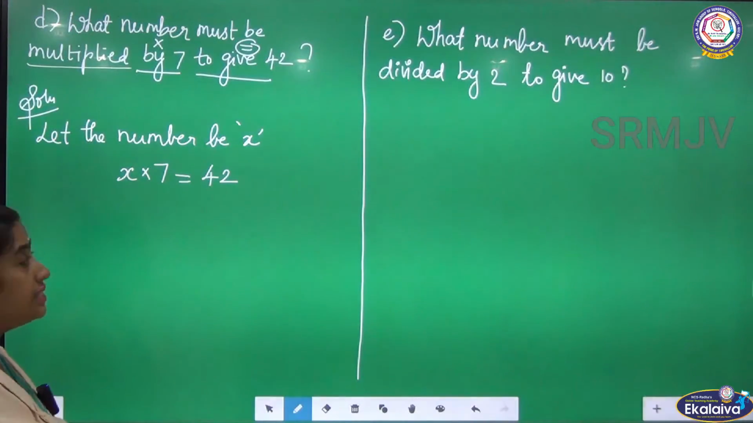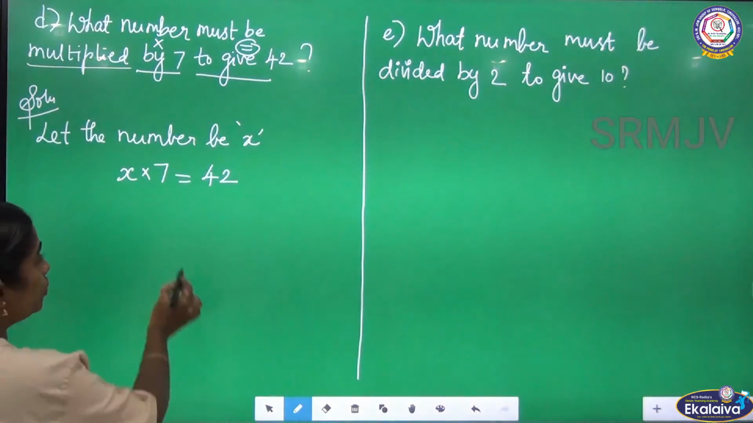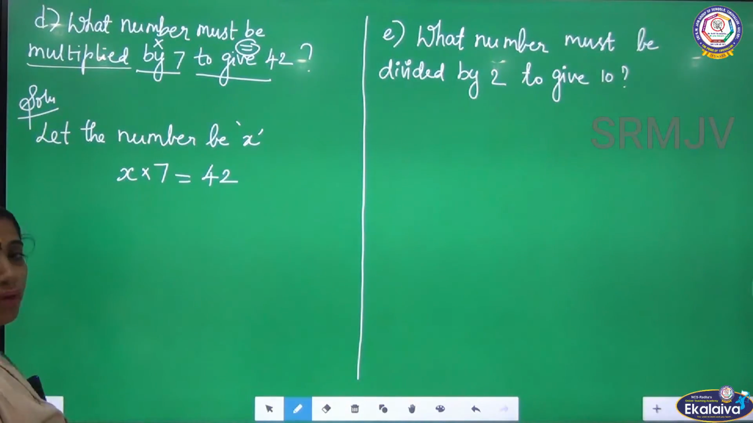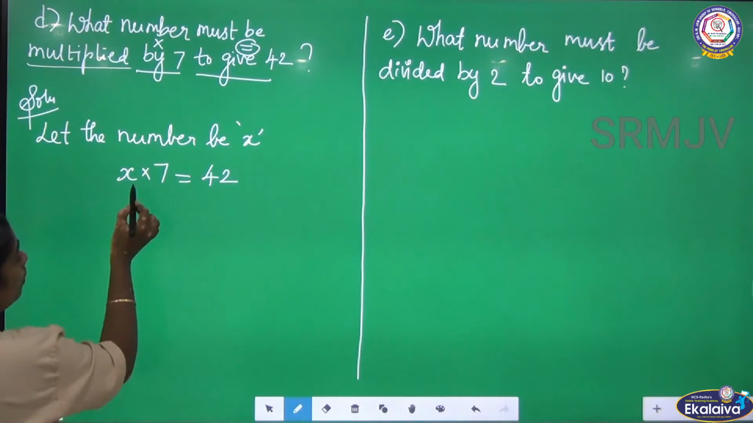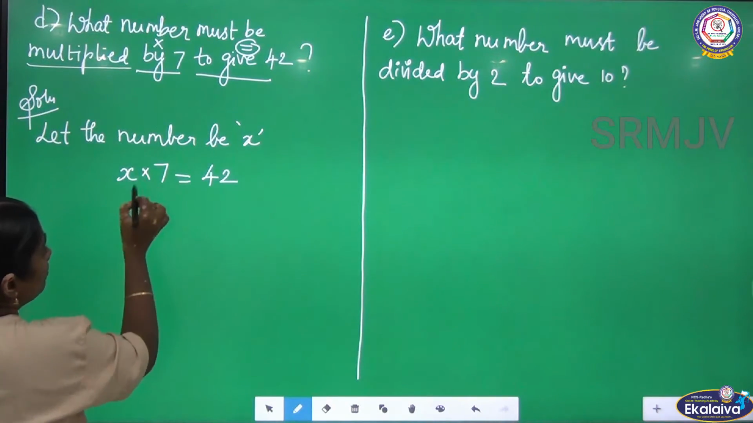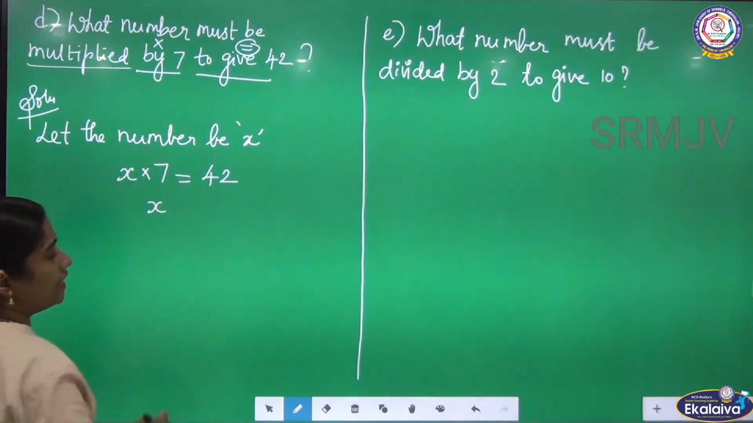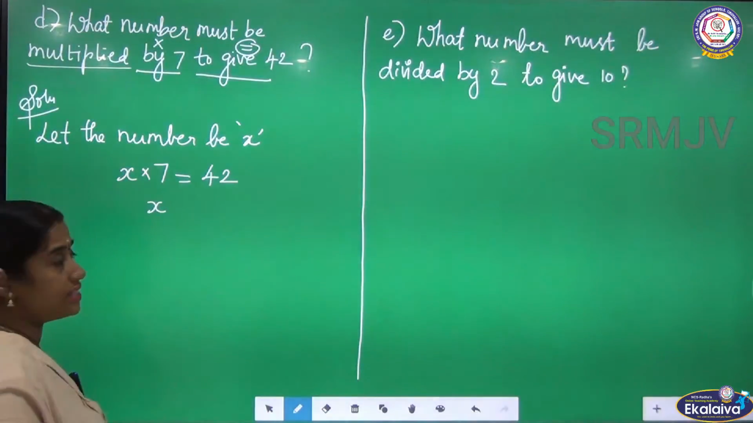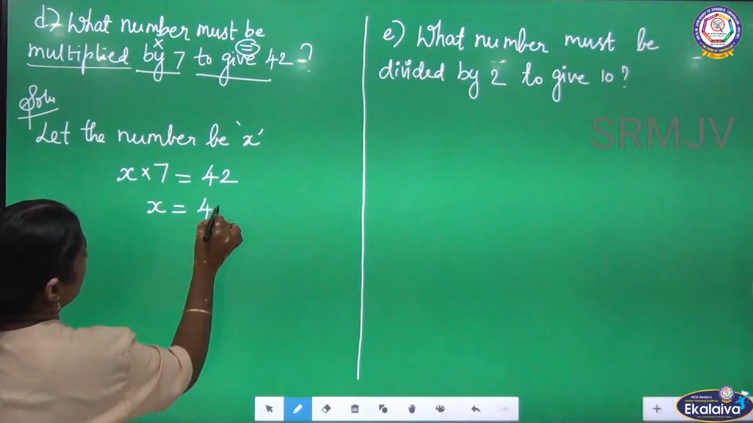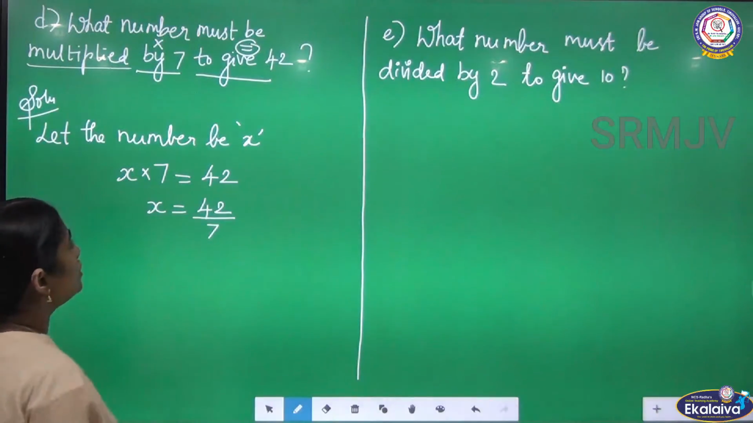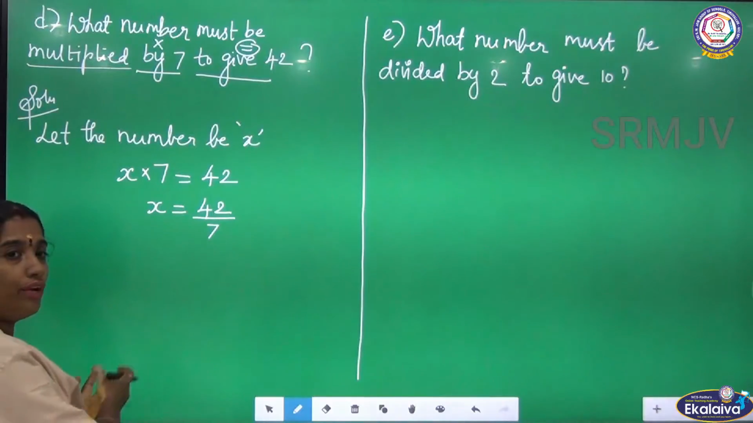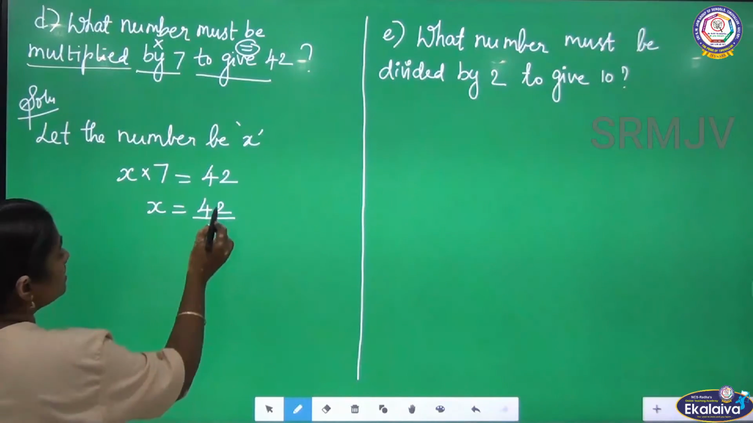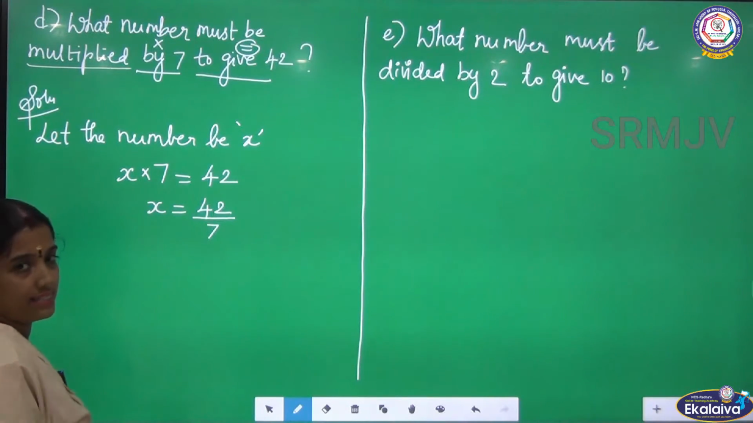According to the question, I just frame the equation. I don't know the number, but when I multiply with 7, I get the answer 42. So here I am going to find the value for what? X. So keep that x. When it is in multiplication and goes across the equation, what does it become? Division. The multiplication sign changes into the division sign, because it is moving across the equation. So x is equal to 42 by 7.